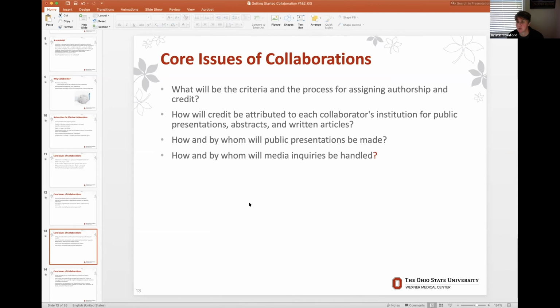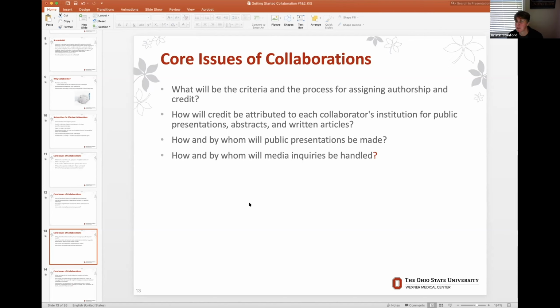So another set of issues with collaborations, and I think we've touched on this a little bit so far: what's the criteria and process for assigning authorship and credits? How will credit be attributed to each collaborator's institution for public presentations, abstracts, and written articles? How and by whom will public presentations be made? How and by whom will media inquiries be handled? These are really easy ways to frustrate collaborators.